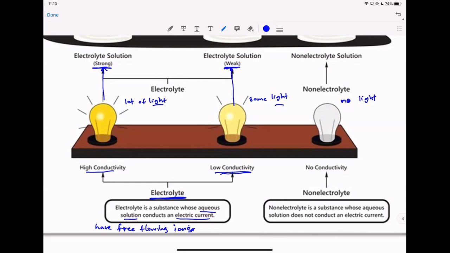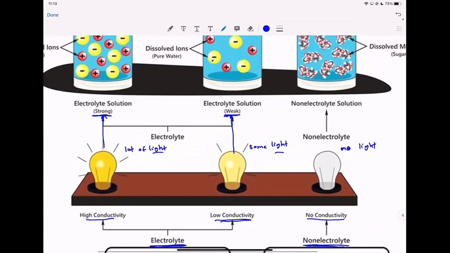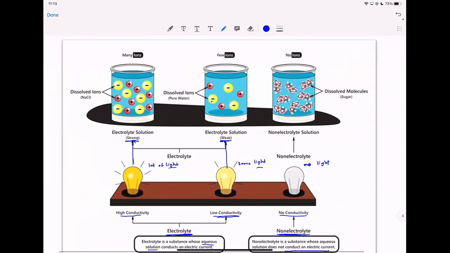So when you have no light, that's called a non-electrolyte. That's because there's no electricity being conducted. And why is there no electricity being conducted? Well, the possibilities we looked at. Why does this not conduct an electric current? For all of them, you have to have no ions, okay?